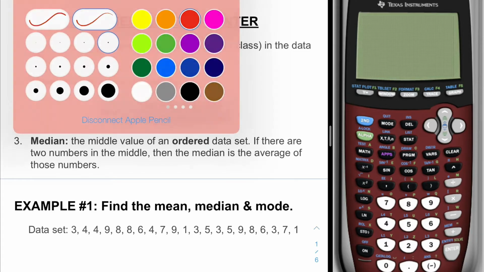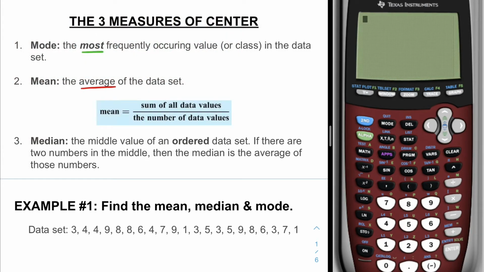Mean is the average of the data set. So you should be very familiar with mean. That's when you add up all the numbers and then divide by however many numbers you have.